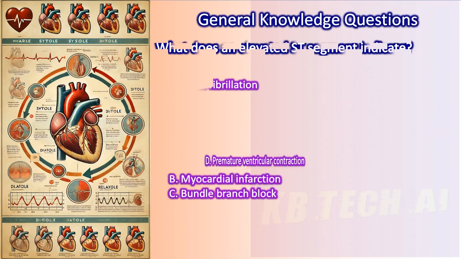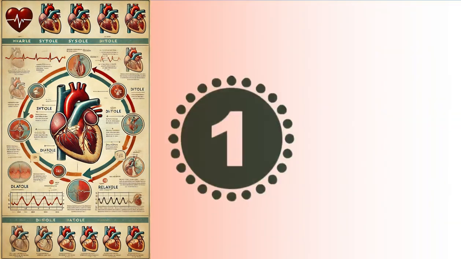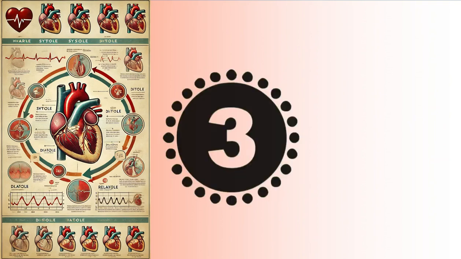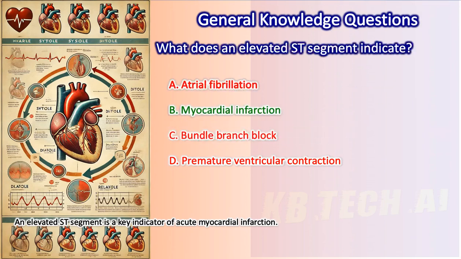What does an elevated ST segment indicate? Option 1. Atrial fibrillation. Option 2. Myocardial infarction. Option 3. Bundle branch block. Option 4. Premature ventricular contraction. The answer is option 2.